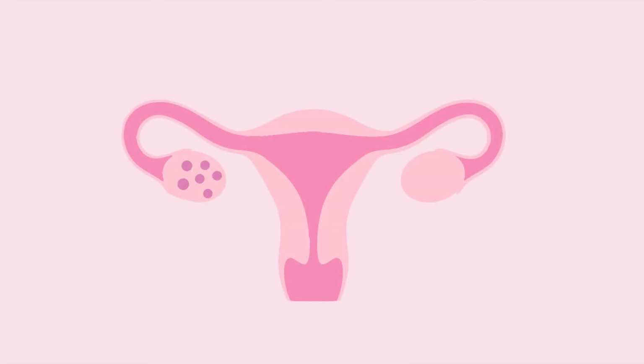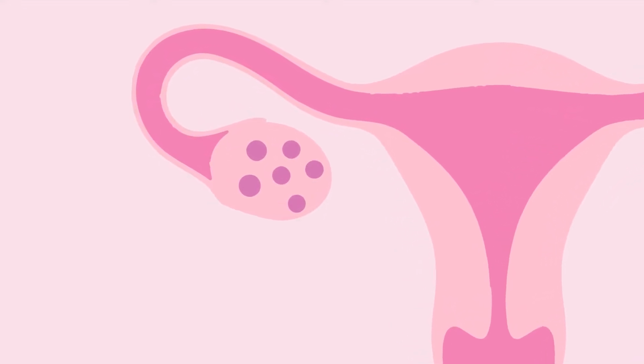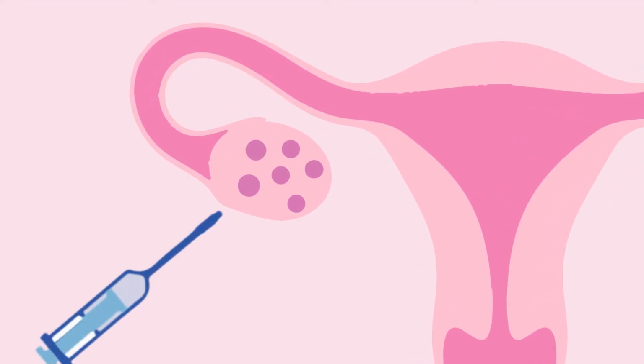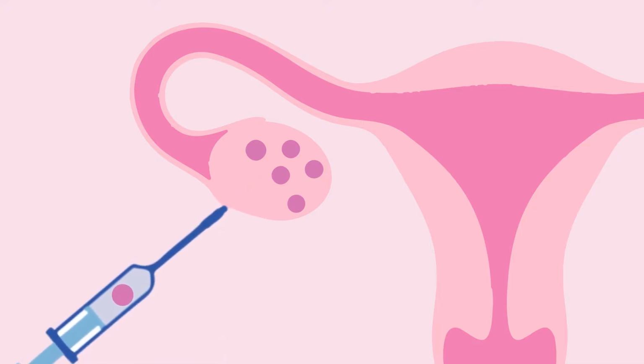Step 2. Retrieve the eggs. Your eggs are retrieved through a minor surgical procedure which uses ultrasound imaging to guide a hollow needle through the pelvic cavity. Sedation and local anesthesia are provided to remove any discomfort that you might experience. The eggs are removed from the ovaries using the hollow needle, which is called follicular aspiration.